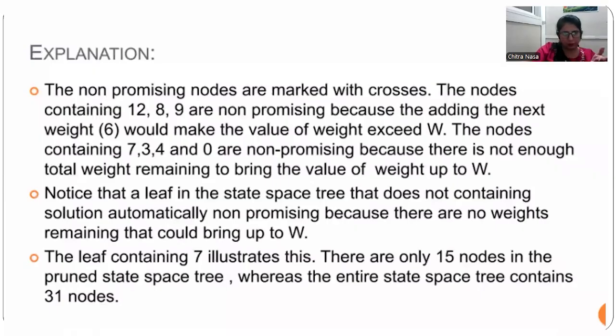All that I have mentioned, the non-promising nodes are marked with a cross. You can see here the leaf node in a state space tree that does not contain the solution is automatically non-promising. And the leaf containing 7 illustrates that there are 15 nodes in a pruned state space tree, whereas the entire tree contains 31, right?